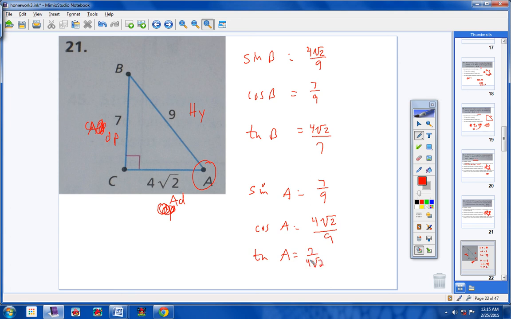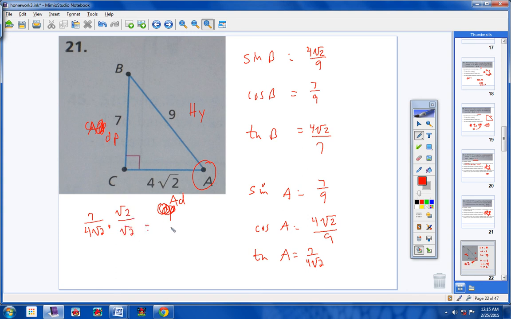Okay, guys, we never want to have a radical in the denominator, and we have a radical, square root of 2, in the denominator. So watch what I do. I'm going to take 7 over 4 square root of 2. Now we're trying to get rid of the square root of 2, so we're going to multiply the top and the bottom by the square root of 2.